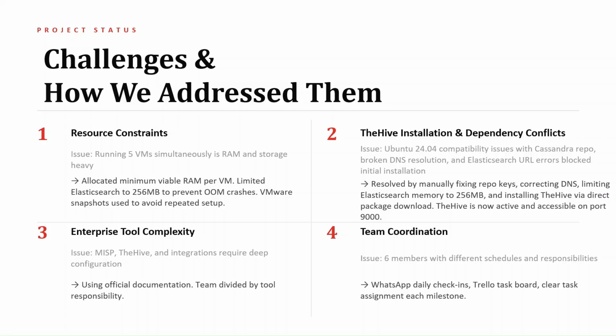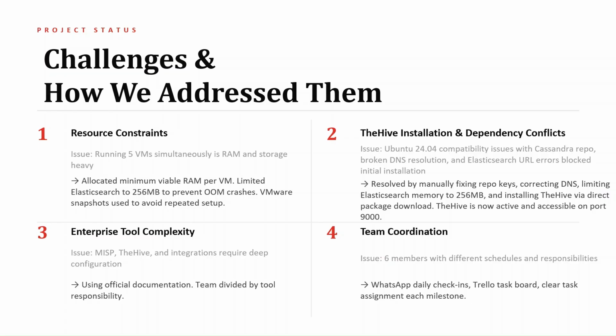Now let me talk about the challenges we encountered during this milestone and how we addressed them. Challenge 1: resource constraint. Running 5 virtual machines simultaneously is very demanding on RAM and storage. Elasticsearch alone was consuming over 1.2 to 1.3 gigabytes of swap memory, which was causing out of memory crashes. We fixed this by limiting Elasticsearch heap size to 256 megabytes, which reduced the memory pressure enough for TheHive to start and stay running. We also used VMware snapshots during the process, so we never had to redo the setup from scratch.